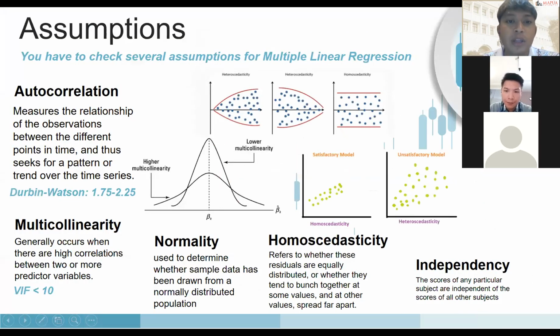Don't worry about this one. We will talk about it. I think this is not that complicated. But everyone needs to show these when you do the multiple linear regression. If you choose to do multiple linear regression, you have to understand the autocorrelation, the Durbin-Watson, like 1.75 until 2.25. There is positive or negative autocorrelation if it is out of this range. And then we have the multicollinearity. You have to check the VIF value should be lower than 10. Normality, homoscedasticity, and independency. Don't worry, we will talk about this in week 3.